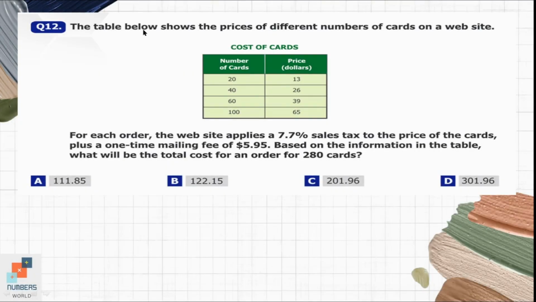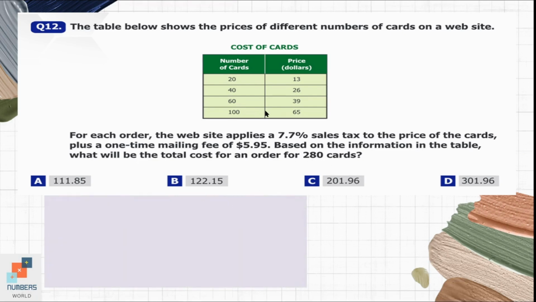Question number 12. The table below shows the prices of different numbers of cards on a website. For each order, the website applies a 7.7% sales tax to the price of the cards, plus a one-time mailing fee of $5.95. Based on the information in the table, what will be the total cost for an order for 280 cards? So it is given in the table that the price of the 100 cards is equal to $65.